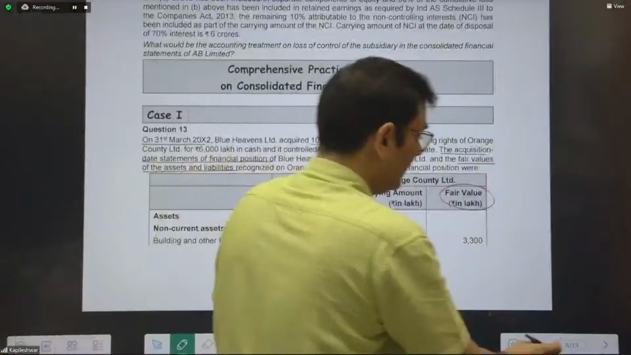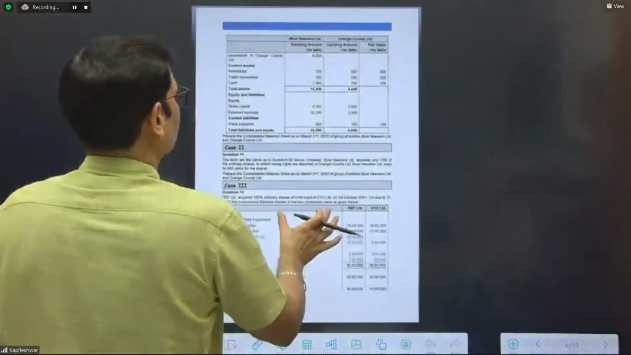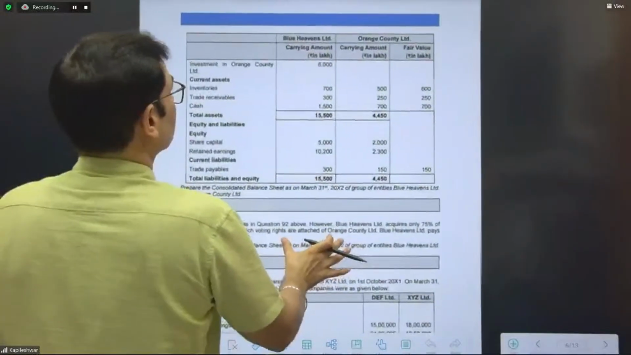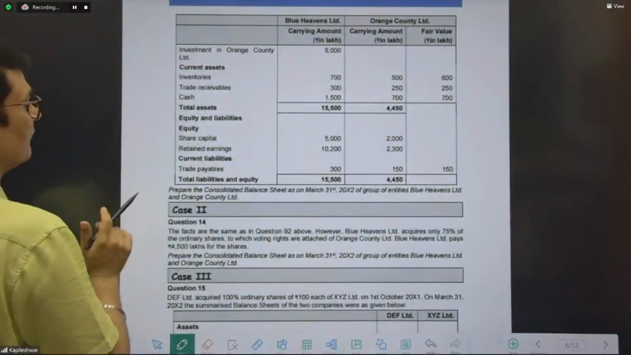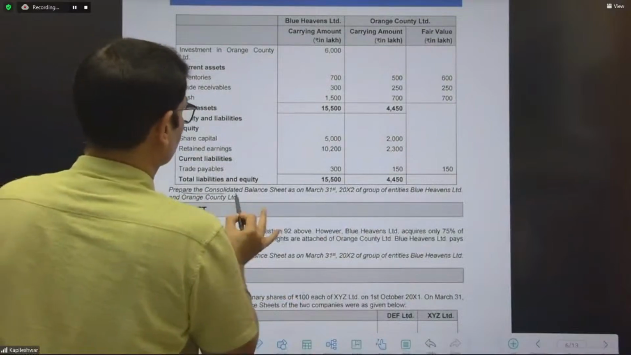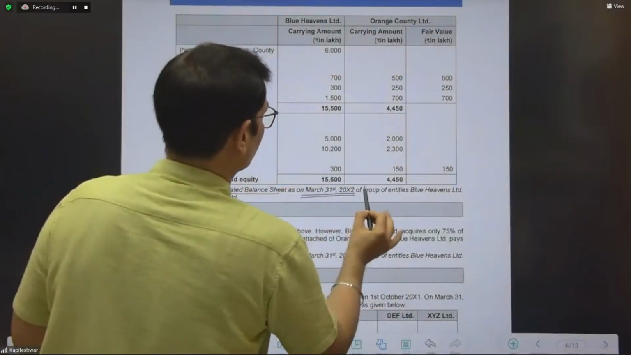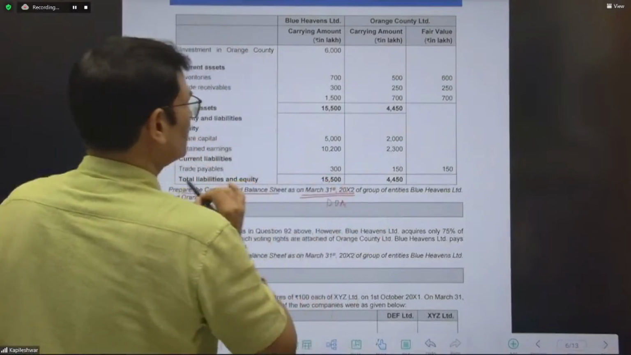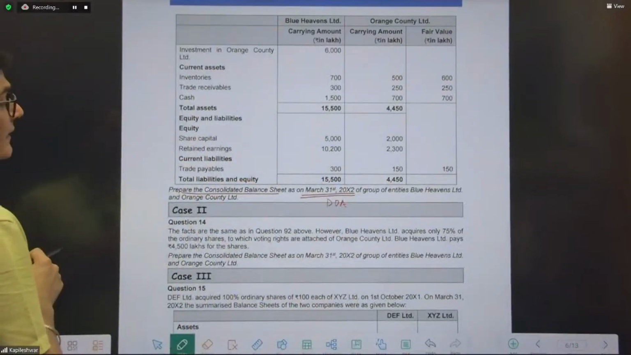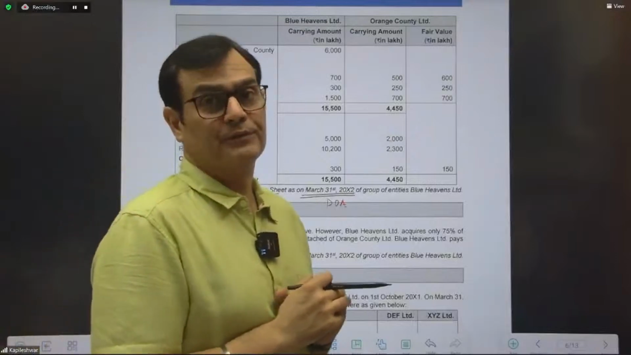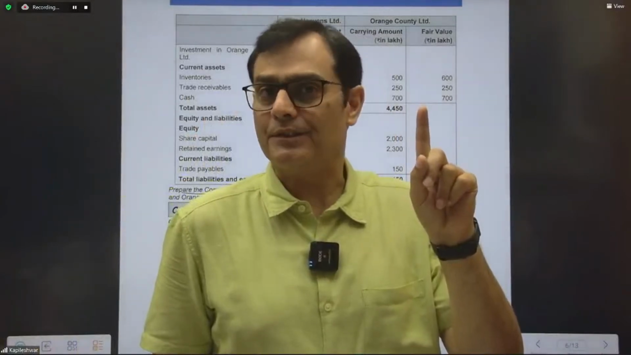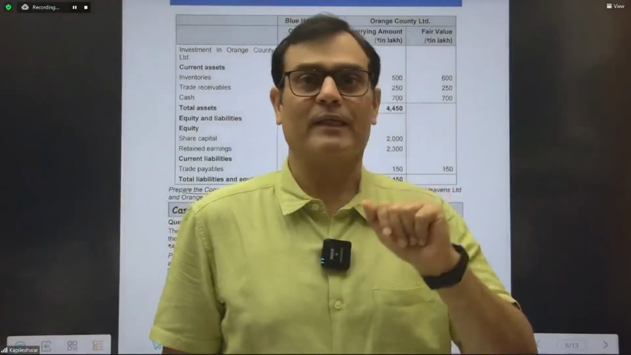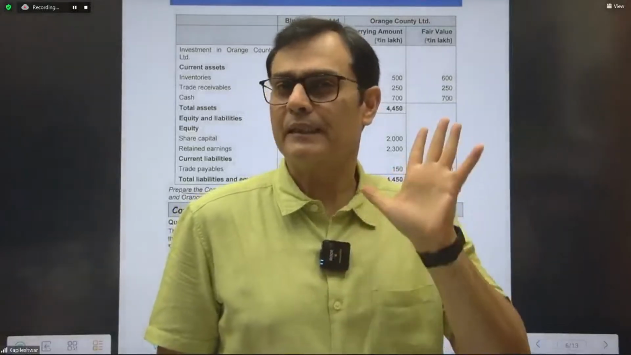We'll see. Then further, we are given some inputs. After the balance sheet, only one simple input is given. It says you need to prepare the consolidated balance sheet on 31st March X2, which is the date of acquisition itself. So it's very clear that this is case number 1, which I gave you. It is the case where the balance sheet is on the acquisition date and there is no NCI. That's why I called it case number 1, the simplest case.